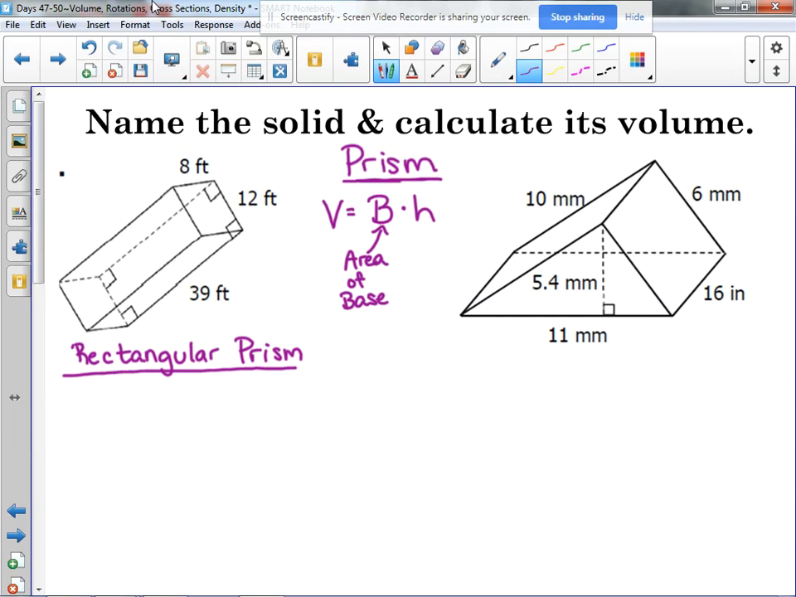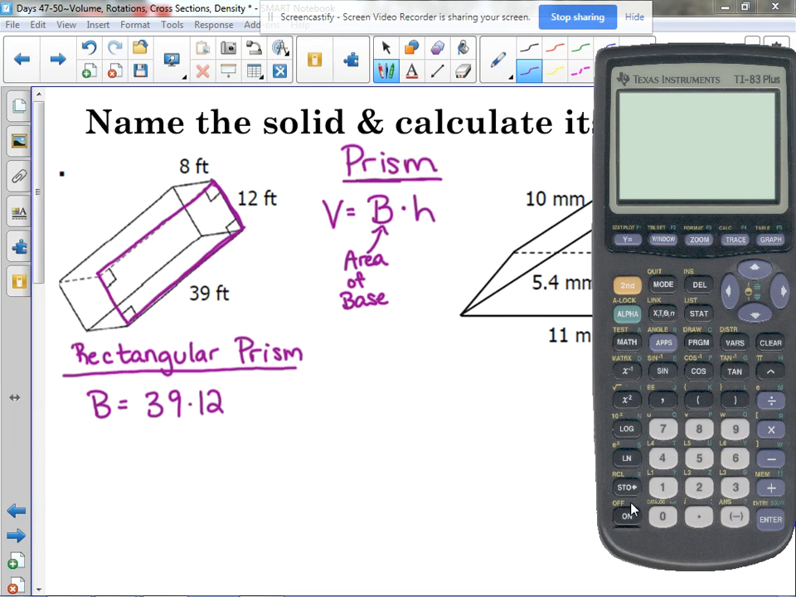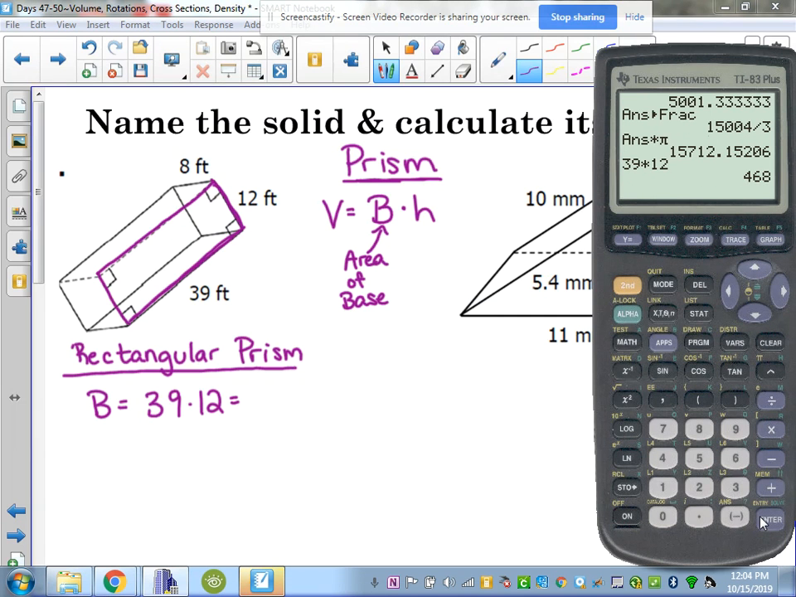Let's look at this from the perspective of the area of the base times the height. Now, with a rectangle, you can orient it several different ways. I'm going to say that this right here is my base. So the area of that base is 39 times 12. And we use our calculator. 39 times 12 is 468. That's the area of the base.